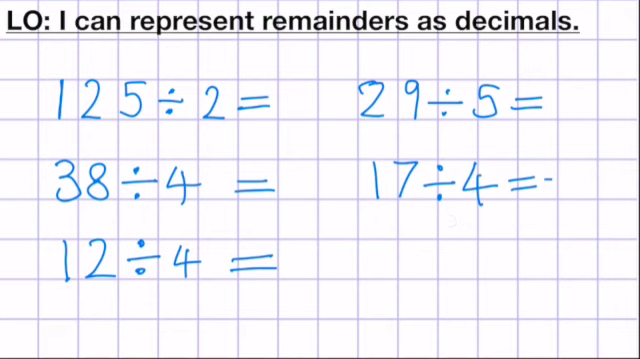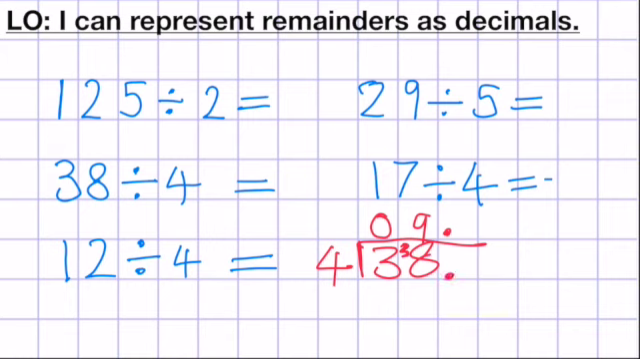Let's do the next one, 38 divided by 4. So we do our bus stop here at the bottom, 38 divided by 4. 4 goes into 3 0 times. Carry the 3 over. 4 goes into 38 9 times, because 9 times 4 is 36, and that leaves us with a remainder of 2, because 38 take away 36 is 2. So we put a 0 here, the remainder of 2. 4 goes into 20 5 times. So the answer is 9.5.